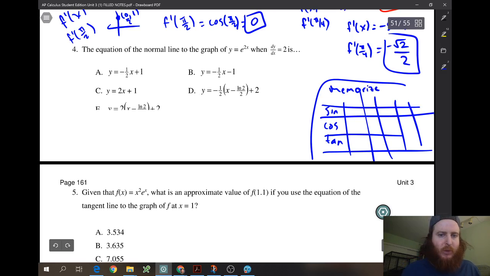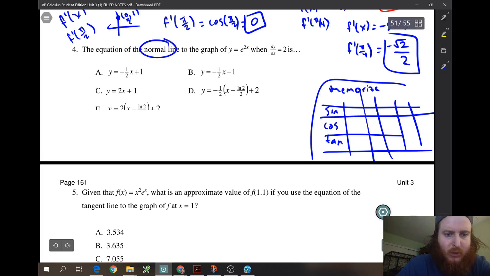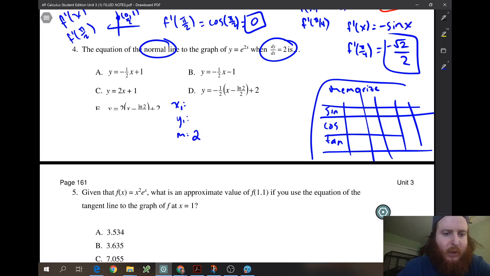Okay, next one, the equation to our normal line. So normal line, meaning we need that perpendicular slope. So you have x1 and y1 and m. Now, we were not given an x1, we were given an m. dy/dx is our m. So when the m is 2, how are we going to do that? We need to take the derivative and set it to 2.